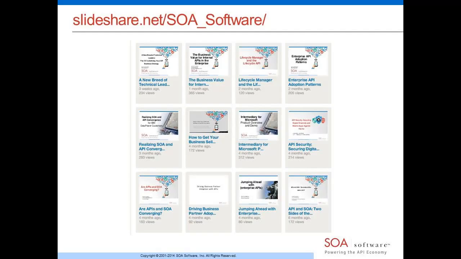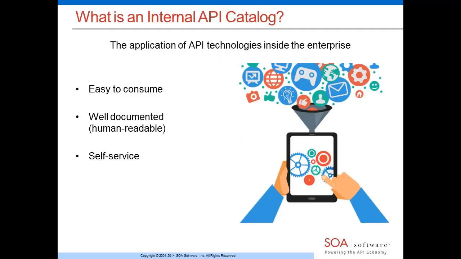So moving on to the topic of today's webinar, which is internal API catalog or internal API communities. They're used interchangeably, and a lot of people just talk about internal APIs, internal API communities, or internal API catalog. So can you just explain, what is this? What's an internal API catalog? What's an internal API community?